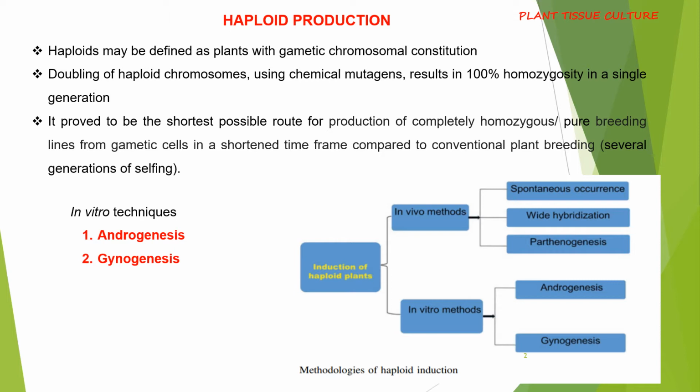Haploids are formed in vivo spontaneously by distant hybridization techniques or by parthenogenesis. These techniques are, however, rare and take generations. In vitro techniques were developed to shorten the time frame to achieve pure breeding lines. The two methods to produce haploid lines in vitro are androgenesis and gynogenesis.